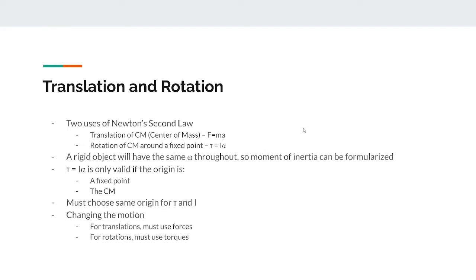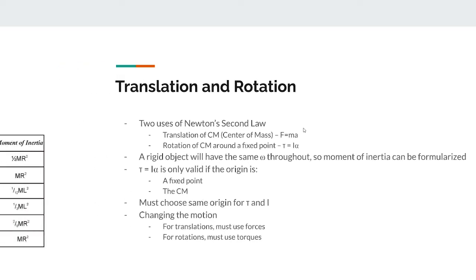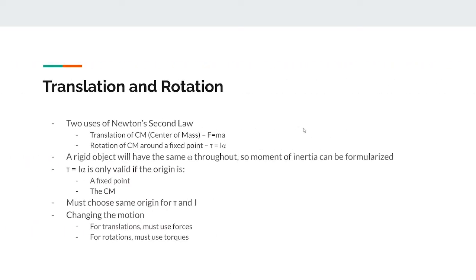So for translation and rotation, we can utilize Newton's second law for two uses. First is the translation of our center of mass, for which we use F equals ma. And for the rotation around a fixed point, that's going to give us torque equals moment of inertia times angular acceleration. For a rigid object, it'll have the same omega, the same angular velocity throughout. So our moment of inertia can be formularized as shown before, right?